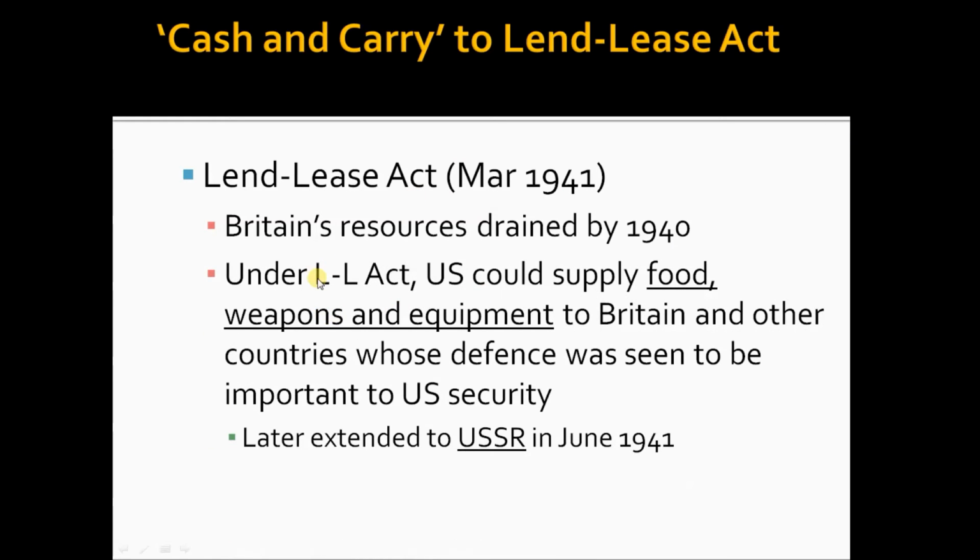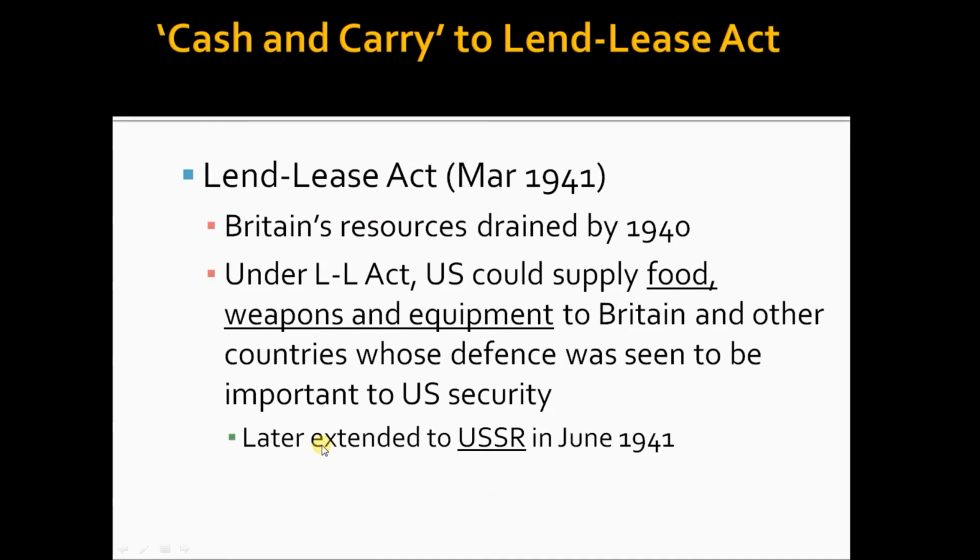Okay, the Cash and Carry Act was amended to something called the Lend-Lease Act, whereby the US could supply food, weapons and equipment to Britain and other countries where defense was seen to be important to US security. So in other words, not that the US was directly going to be affected, but the US saw that Britain needed help, right? Because if Britain were eventually to not be able to be defended properly and were to fall, American security may be called into question.